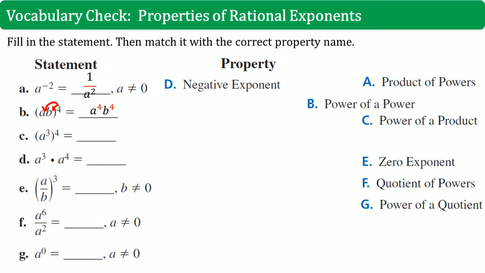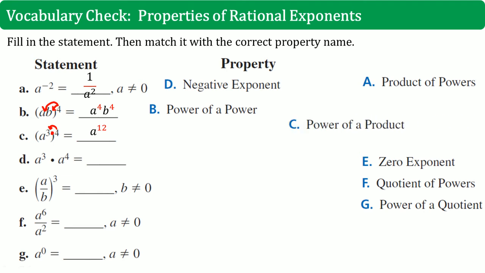This is the power of a power. What happens if 4 is the outside exponent and 3 is the inside exponent? These two are going to come in and multiply. So that becomes a to the 12 because these two are going to multiply together. And this is called the power of a product.